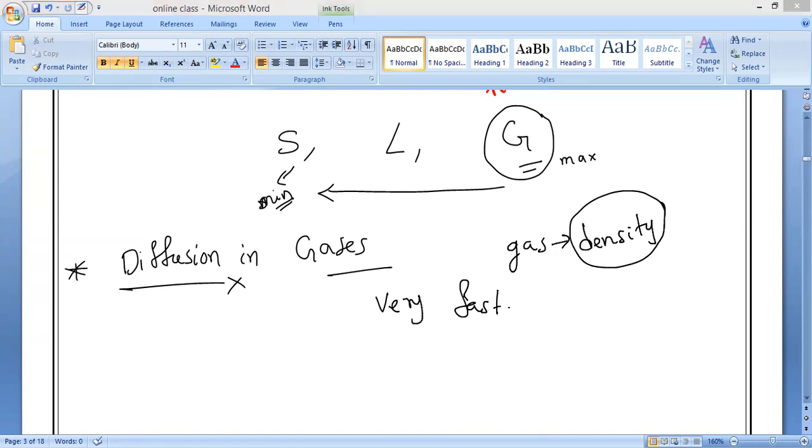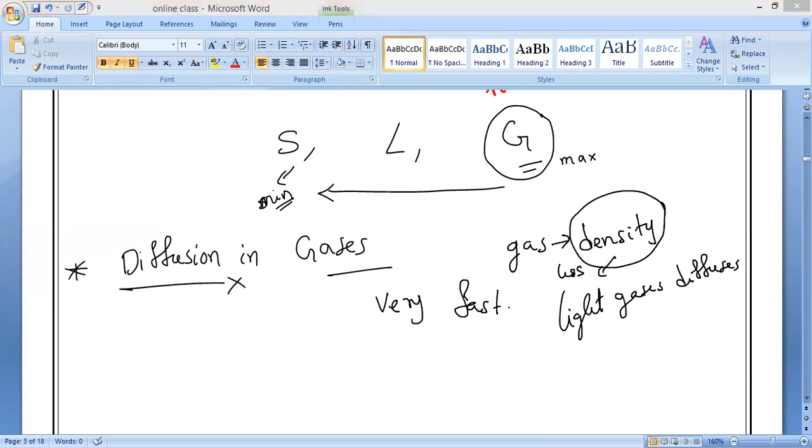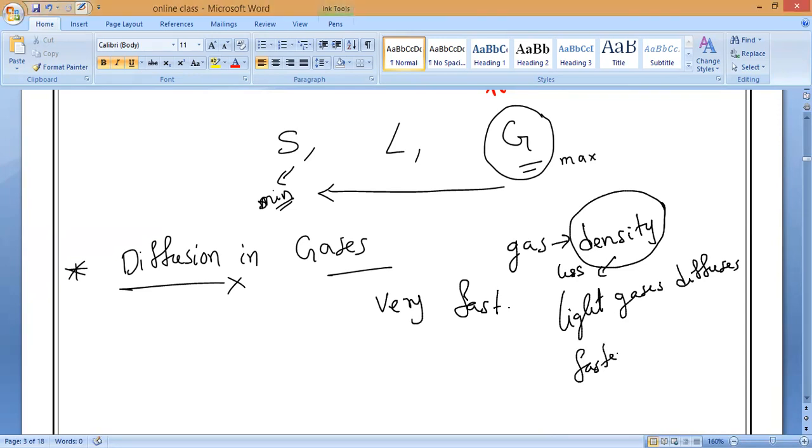Suppose you are very heavy, will you run faster, or if you are very thin, will you run faster? When we are very thin, we run faster. So light gases diffuse faster than heavy gases. Light gases means less density. Light gases diffuse faster than heavy gases. But one more parameter is important. What is that, Hari? Kinetic energy.